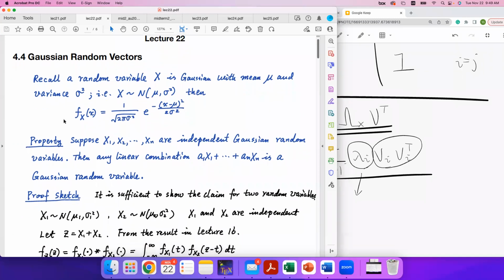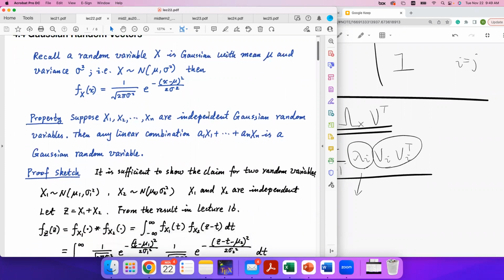And intuitively, before we introduced Gaussian random variables, where the PDF is given in such an exponential form. And I think we have this nice property about Gaussian. Basically, Gaussian is preserved under linear transformation. If we have a bunch of independent Gaussian random variables, then their arbitrary linear combination is also a Gaussian random variable.